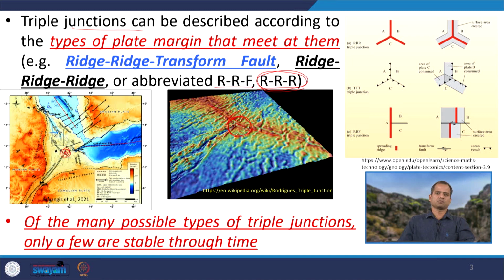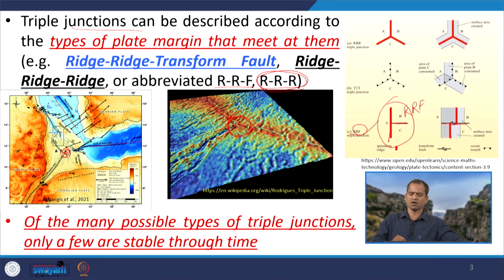Of the many possible types of triple junctions, only a few are stable through time. For example, if you see here, we have a triple junction with one ridge and another transform fault. With time, it is changing to ridge, fault and fault. Similarly, this is ridge, fault and fault. Here it was ridge, ridge, fault, that means RRF. For example, here it was RRF. Now, with time it is converting to FFR. Similarly, this is FFR. So, one triple junction is converting to two triple junctions.